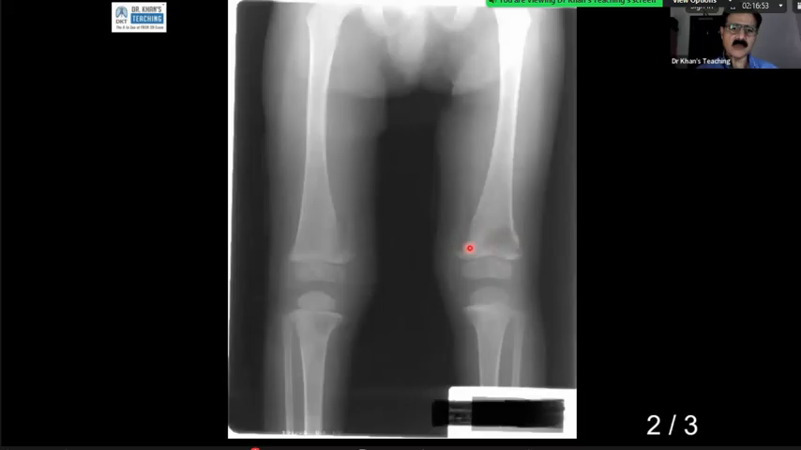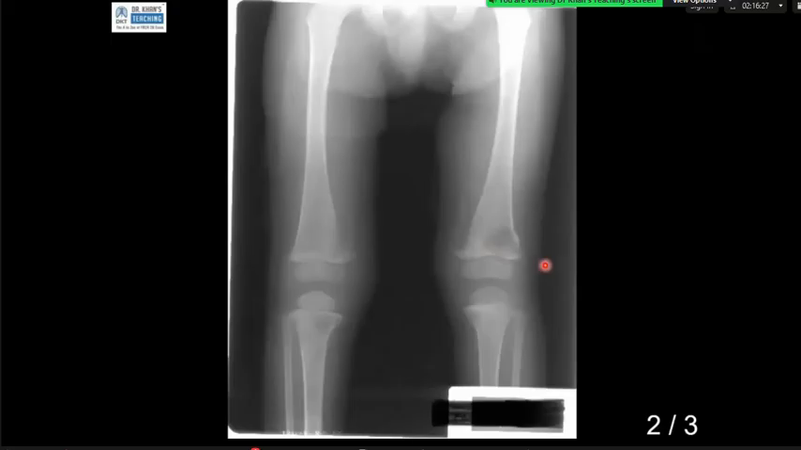What is happening here? Yeah, I think these are two areas of lytic lesions. Right, so seen. There are lytic lesions, and you have seen a lytic lesion upstairs in the humerus also. So, what do you think? What are you now thinking?